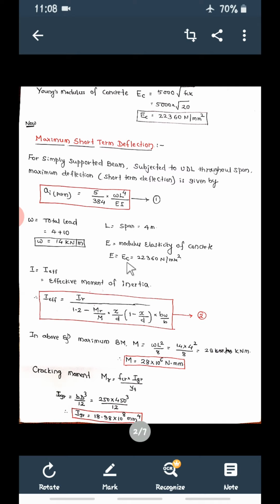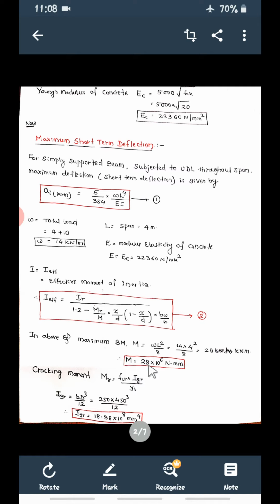But again, if you want to calculate I effective, first these terms will be calculated. First we'll calculate this M. Capital M is what? Maximum bending moment. Since it is a simply supported beam with UDL throughout the span, the maximum bending moment at the center is WL square by 8, where W is total load and L is span. So this comes out to 28 kilonewton meter. This is capital M, the maximum bending moment.